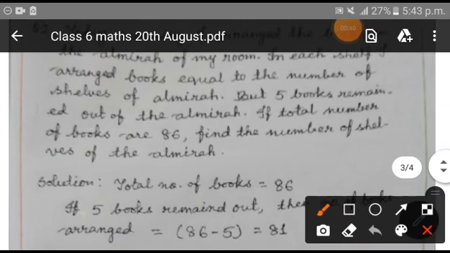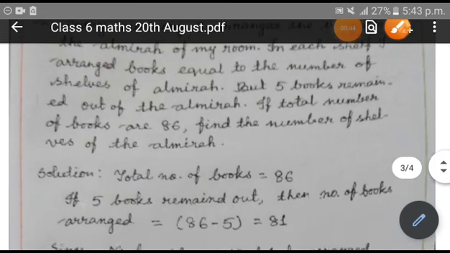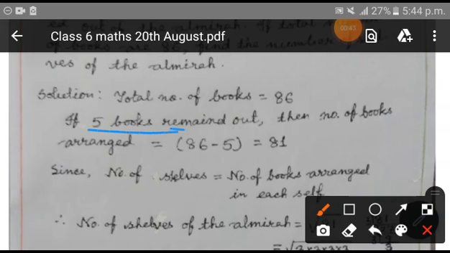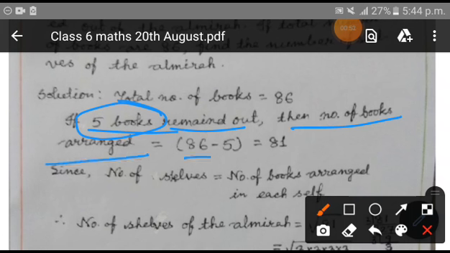So, the solution is: total number of books is 86. Next, if 5 books remained out, that means 5 books are extra over here. So, the number of books arranged in the shelves is the total number of books minus 5. Total number of books is 86 minus 5, and you will get 81. So, this is the number of books which has been arranged in the shelves.